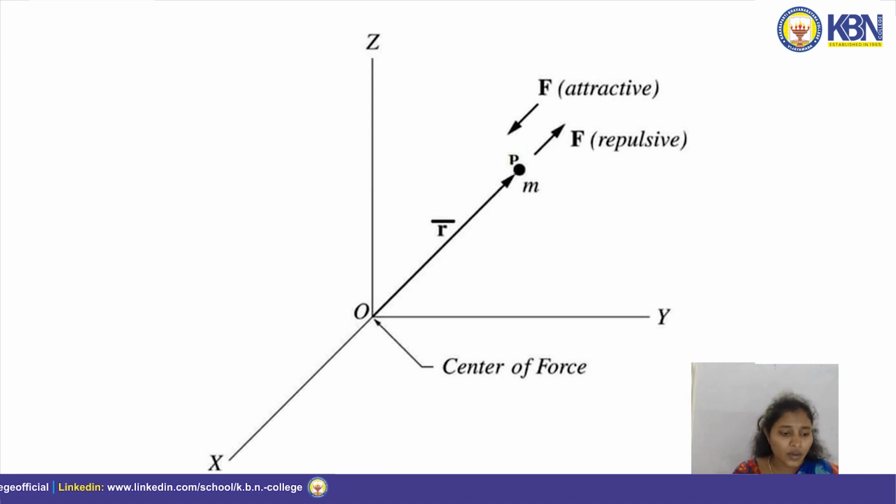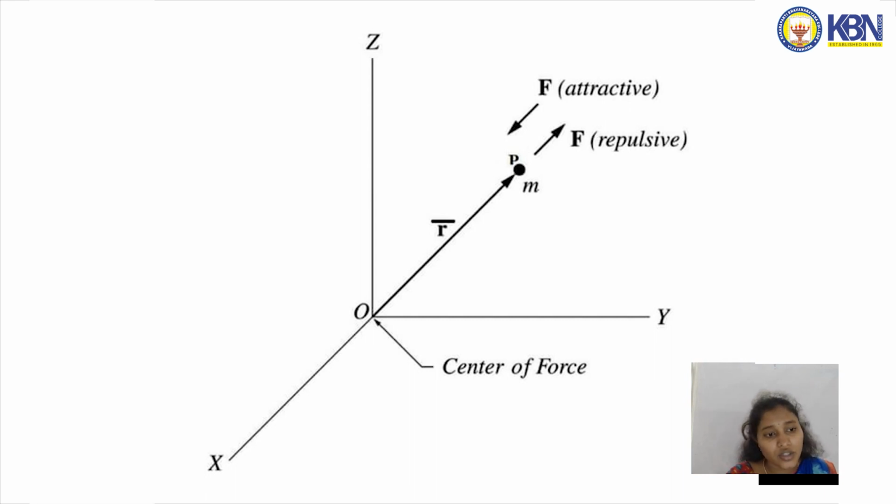In this diagram you can see the point O, which is the center of the force and is taken as the origin. Origin is the point where the three axes join. Again I am repeating, O is the center of the force which is taken as the origin of the coordinate system, and P is the particle whose polar coordinates are r and theta. O is the origin and P is the particle whose force we have to determine.